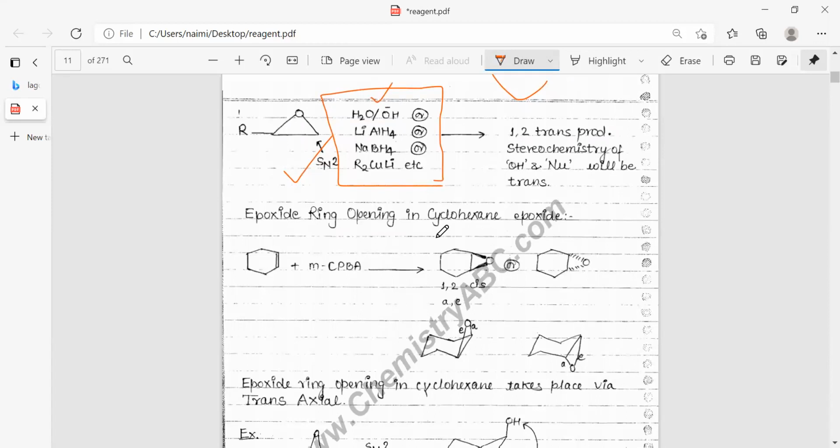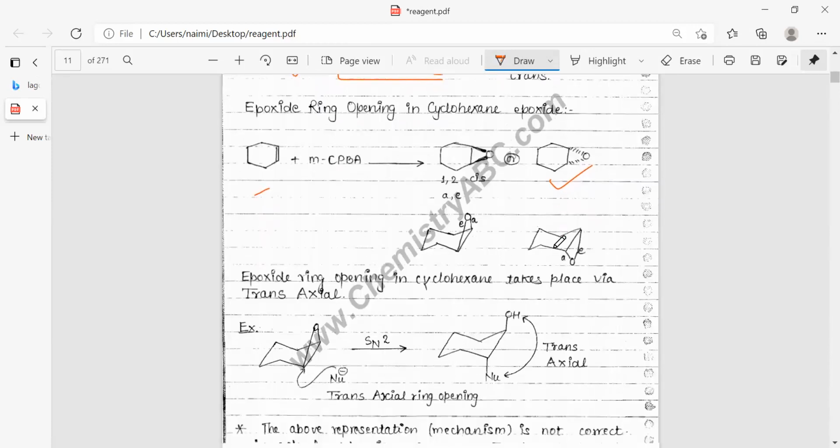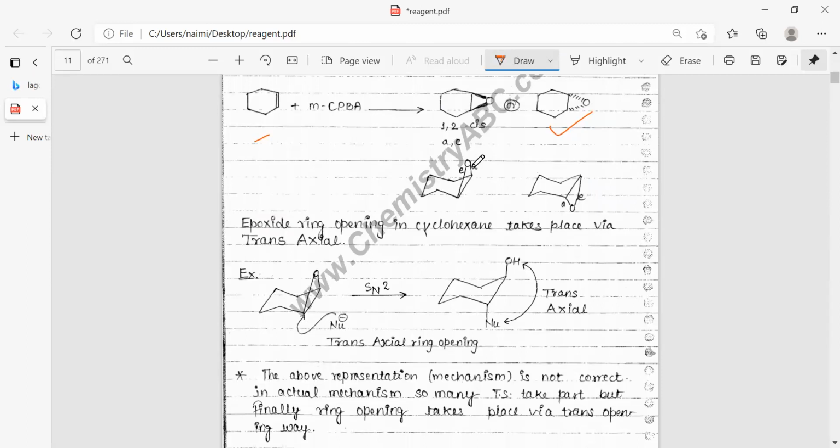Epoxide ring opening in cyclohexane epoxide, you can see this one. This is the 1,2 cis and this is the 1,2 trans, so either the cis or trans product would be possible. You can see these products. This is the axial bond, this is equatorial, this is equatorial, this is axial. Epoxide ring opening in cyclohexane takes place by trans-diaxial opening, so your product will be the trans.